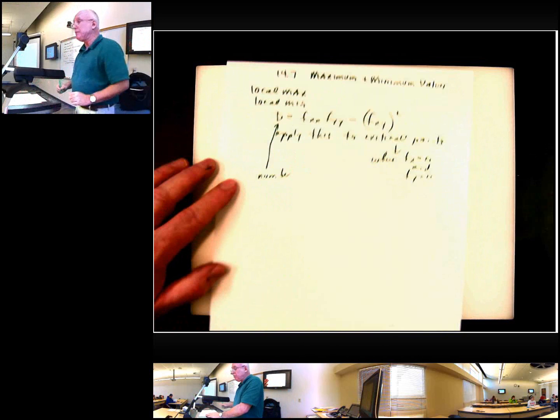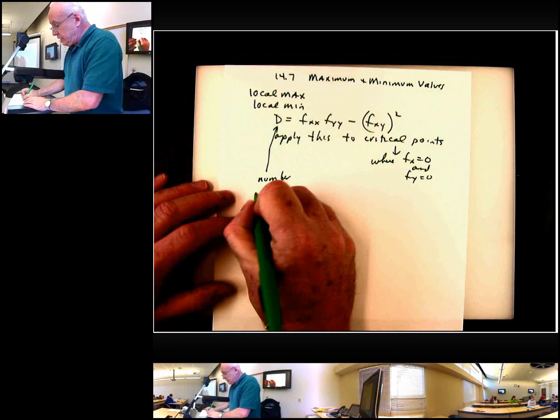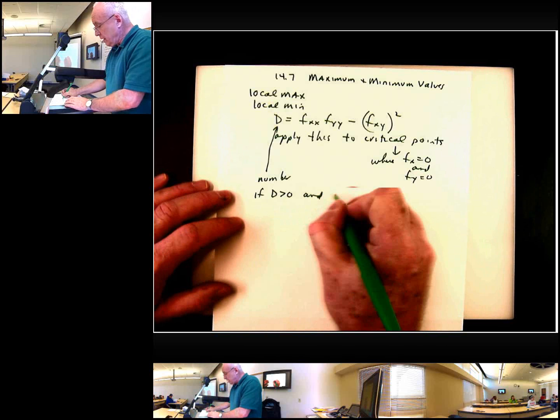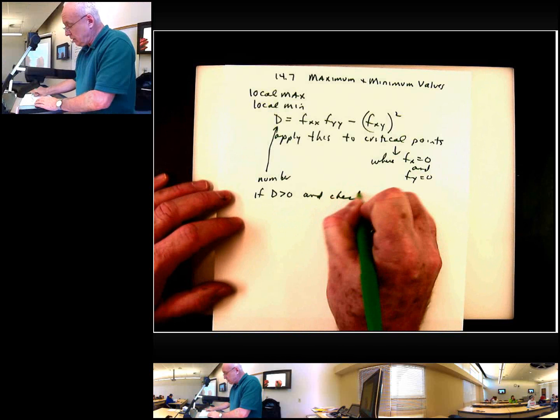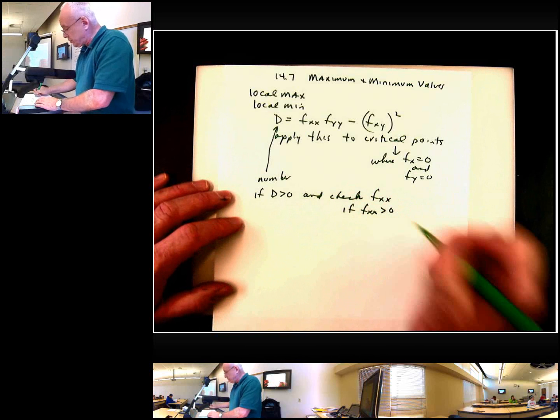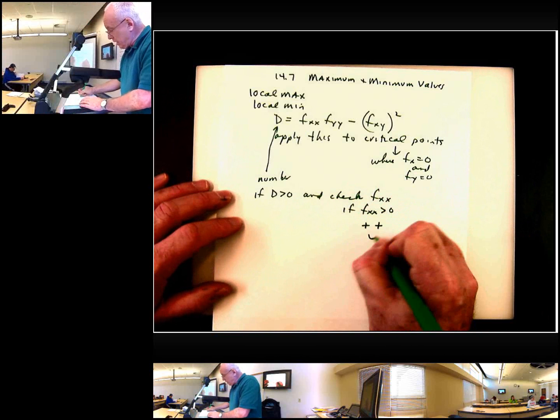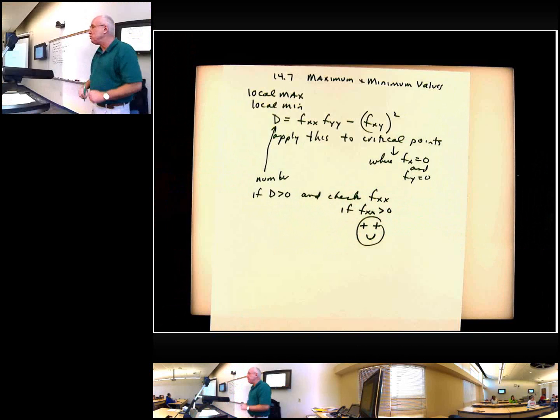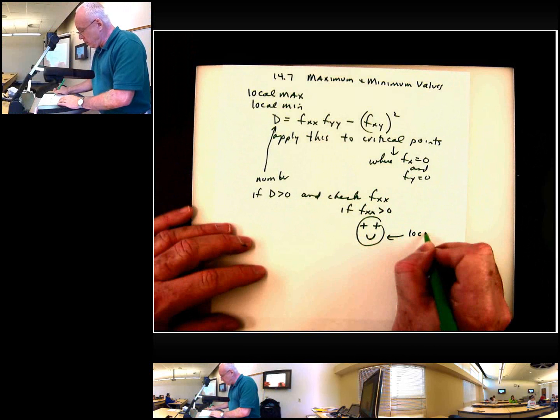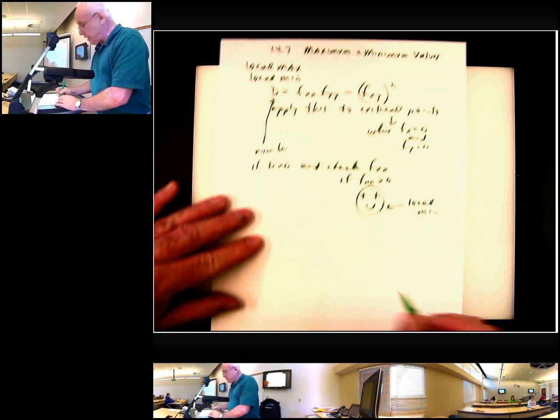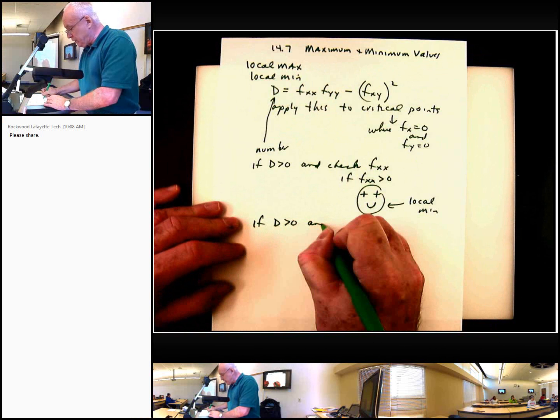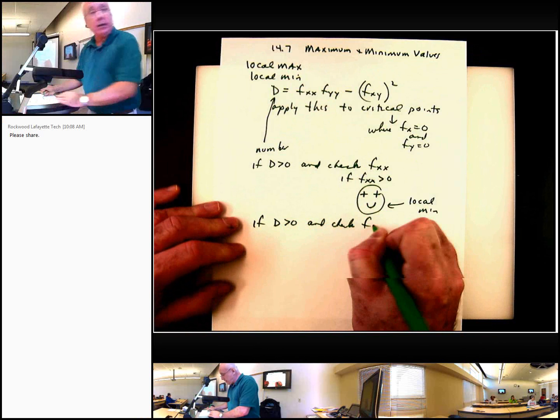And then we have several cases. If D is a positive number, then we check fxx, and if fxx is positive, bigger than 0, we have what I call the smiley face situation, and we have a local min. That's one case. If D is positive, and then again we check fxx.